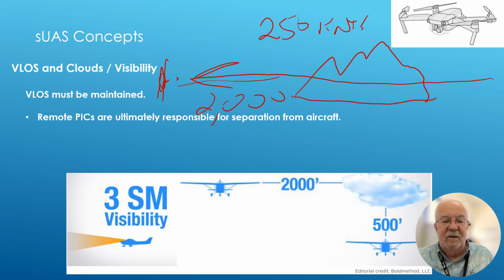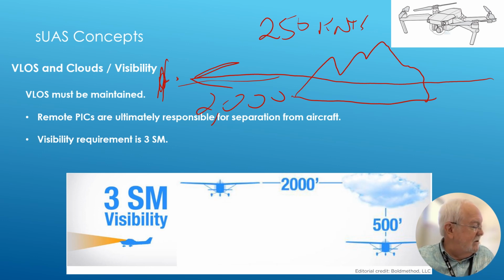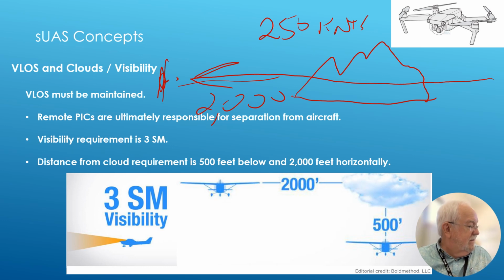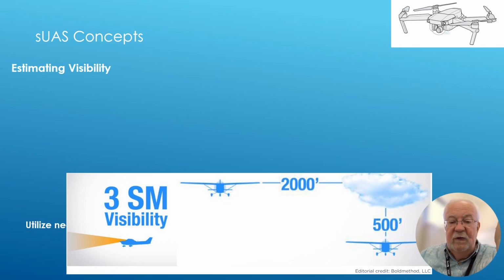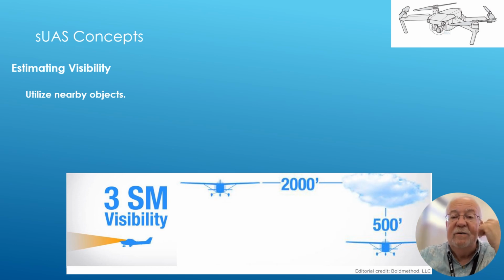In any case, VLOS must be maintained. And yes, the PIC is ultimately responsible for separation from aircraft. We are not allowed to force a manned aircraft to alter course. Three statute miles visibility. Distance from the cloud, 500 feet below, 2,000 feet horizontally. Okay, so estimating, yeah, I get it. It's difficult, but we need to have enough visibility so we can avoid manned aircraft.